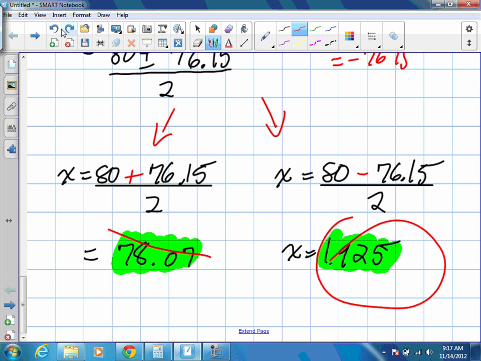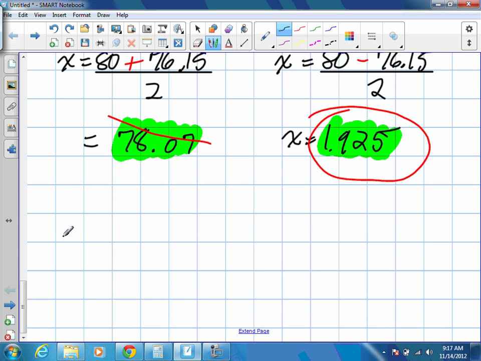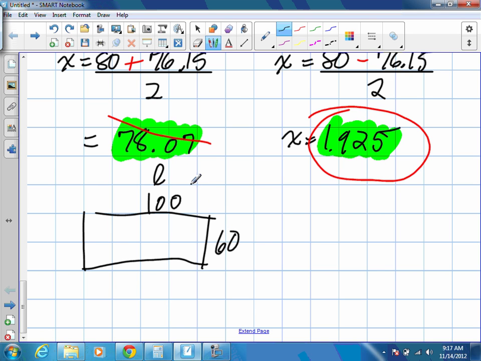So let's actually check this. I'm going to quickly draw a rectangle here. We know the old one was 60 by 100. Our new length, we said, needed to be 100 subtract 2x. Well, we know our x value to be this. So let's figure out our new length. It would be 100 subtract 2 times 1.925, because that's the amount we're taking away.